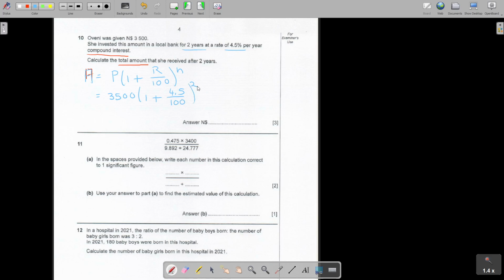Now, when I press it on my calculator, I always say, I prefer that you first press the bracket in. So I start open bracket, do you see there? And then I say 1 plus 4.5 divide 100, then close bracket, okay? And then to the power or x squared, because it's 2, so square. So I first calculate this and then multiply 3500. But some of you are so good on the calculator, you can just do it directly. So it's 3822.